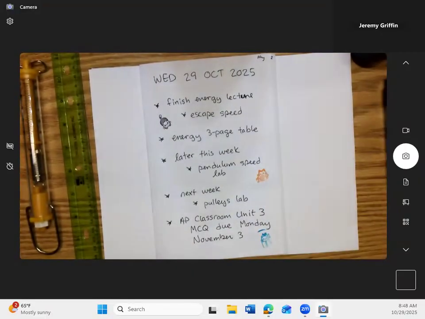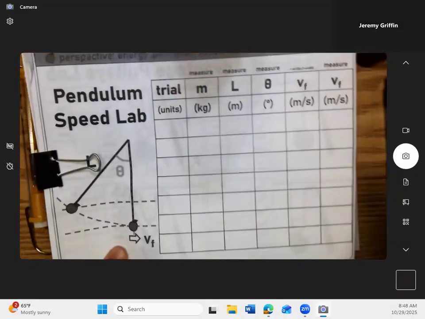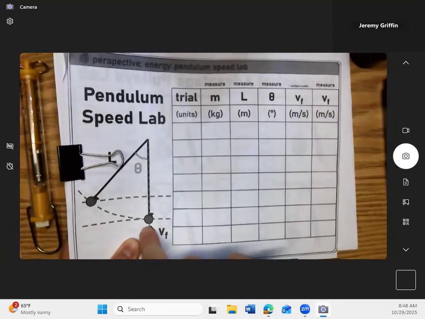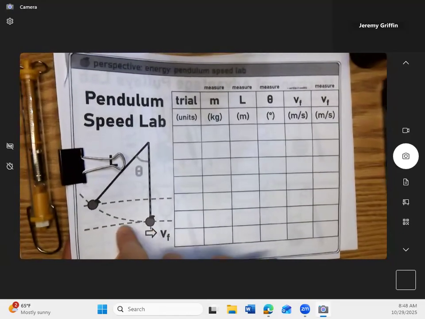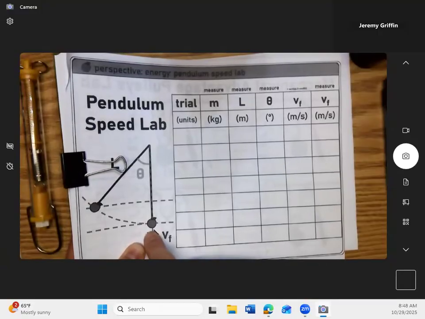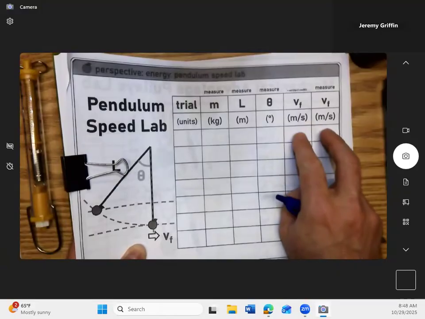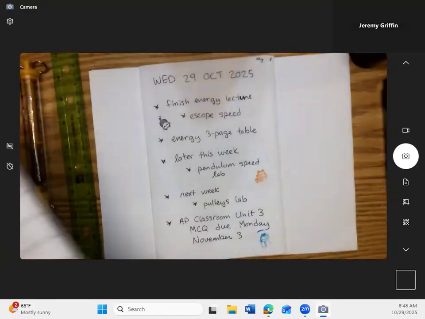Latest week for you guys, I have this pendulum speed lab. Remember, if you know the length of string and the starting angle, you can calculate the speed this mass has going through the bottom of the pendulum. But you can also take a speed gate and measure it. So measurement versus calculation. This always worked out really well in the past.